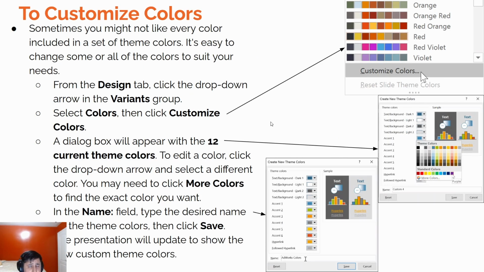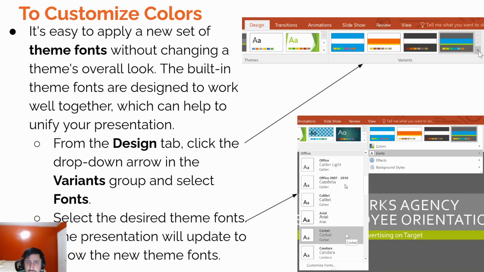To customize colors, sometimes you may not like every color included in a set of theme colors. And you can create your own palette by clicking Customize Colors, right? Then a dialog box will appear with 10 colors, and you can pick and match which color schemes you want, right? And then also just give it a name, right? And then click Save.